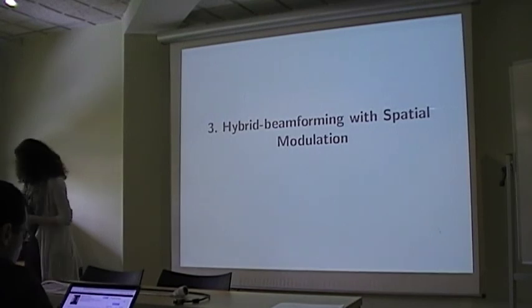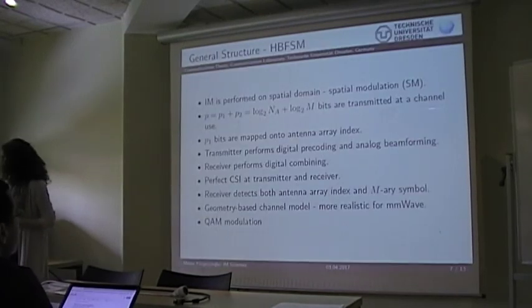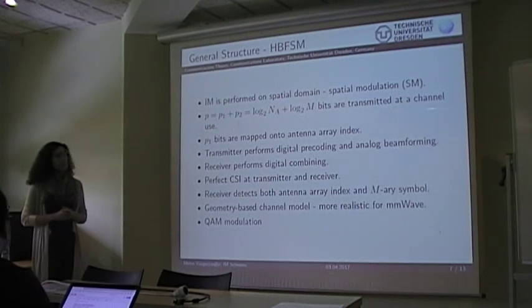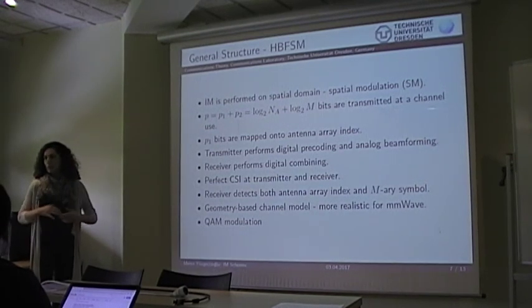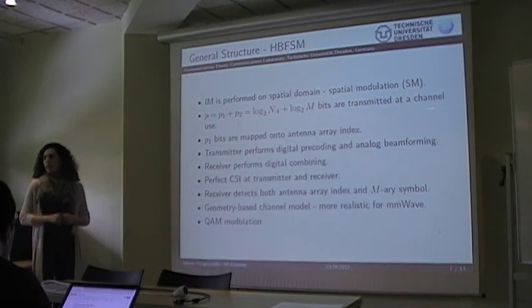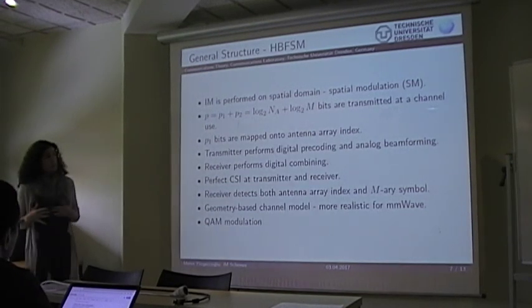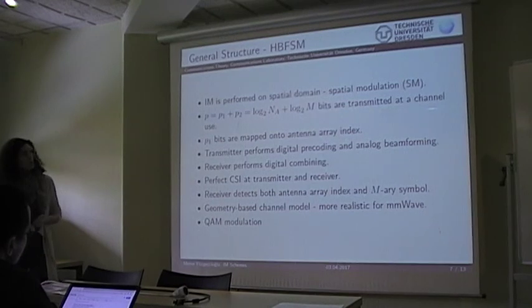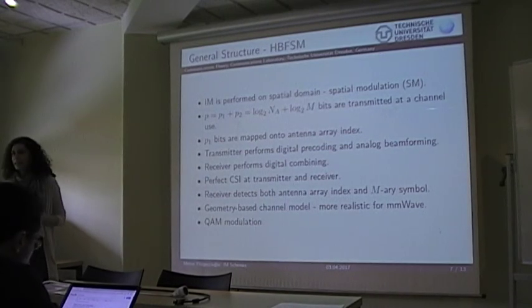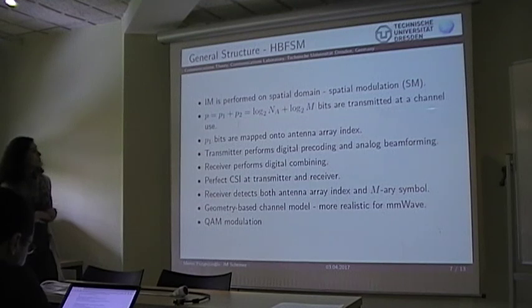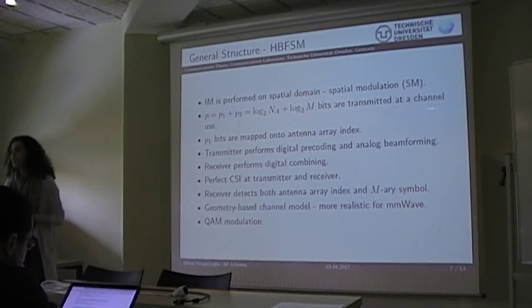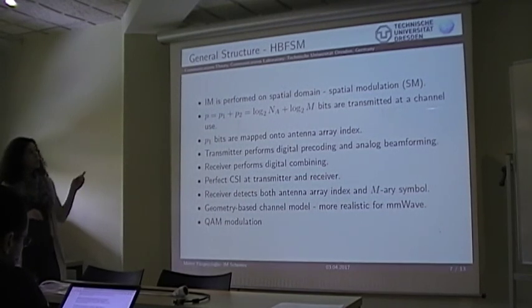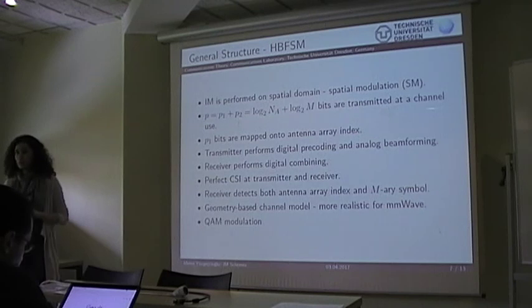And now I will tell you what hybrid beamforming with spatial modulation is. In this case, index modulation is done in the spatial domain, and it has a specific name which is called spatial modulation. For my work, I choose the spatial modulation medium as the antenna array indices. And as a result, log2 NA, where NA is the number of antenna arrays at the transmitter, plus log2 M bits are transmitted at each channel use.